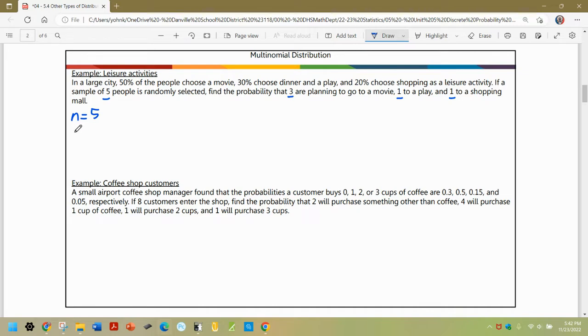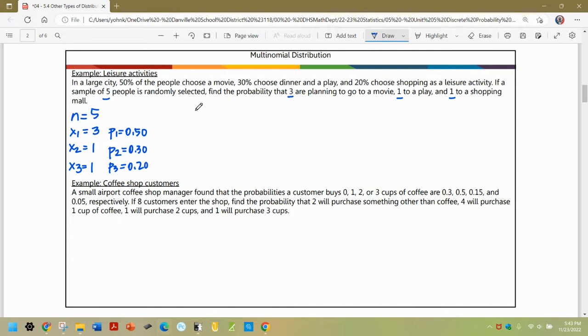So I have my first x occurring 3 times, going to a movie, and the probability of going to that movie is 50%. My second outcome is that one person is going to a play, and the probability of going to a play is 0.30. My third outcome is that one person will go shopping, and the corresponding probability is 0.20.